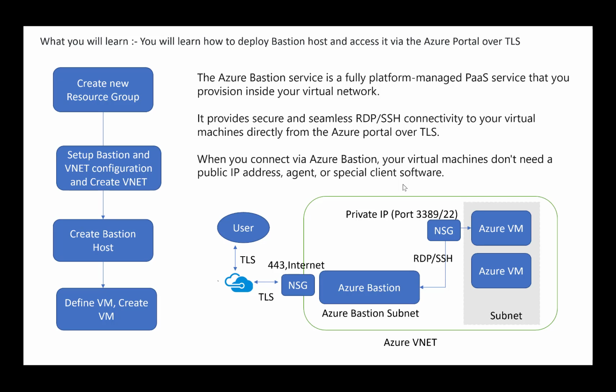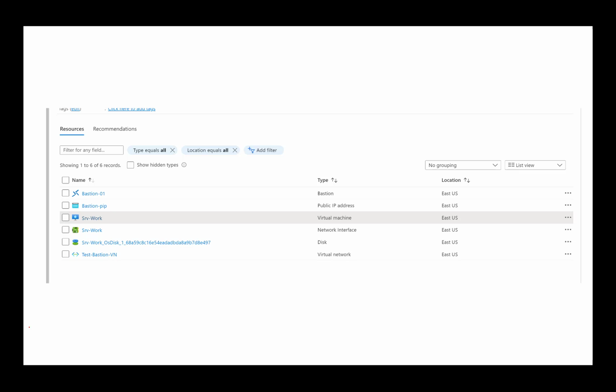Let's look into how the user interface is going to look. So this is the portal view. As you can see, there is a service of type Bastion. There is a public IP for the Bastion service, and there is also a network card and a virtual machine and a data disk, and also a virtual network which is hosting all the things that we talked about.